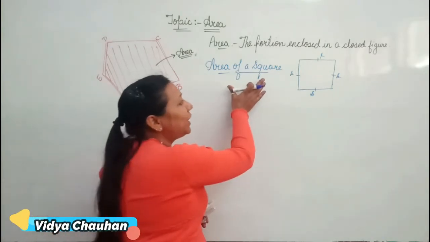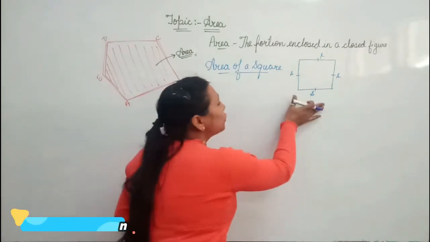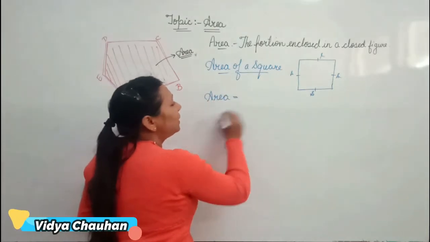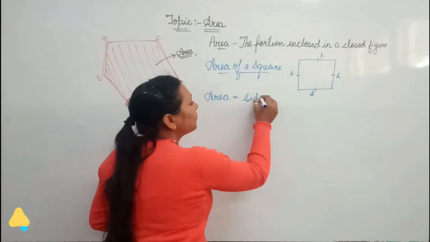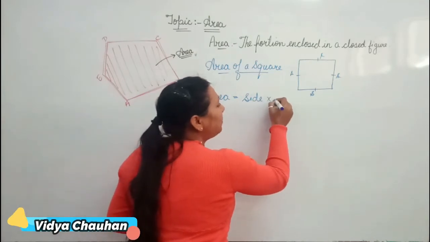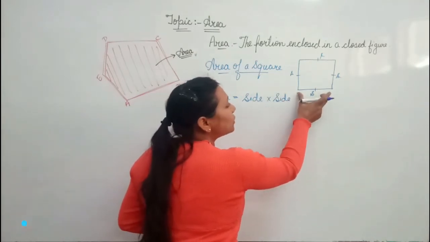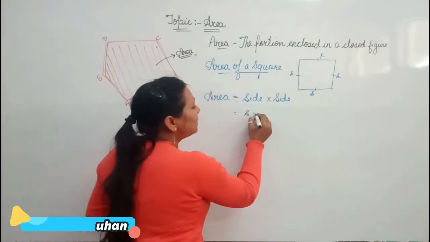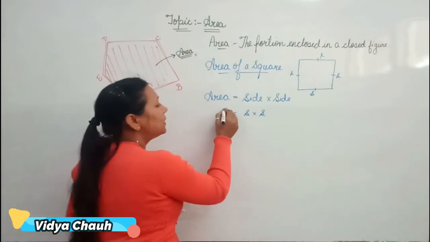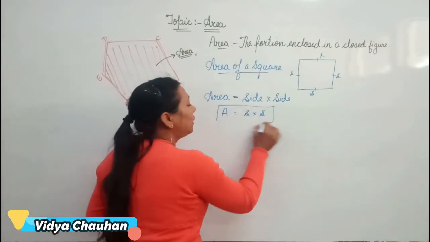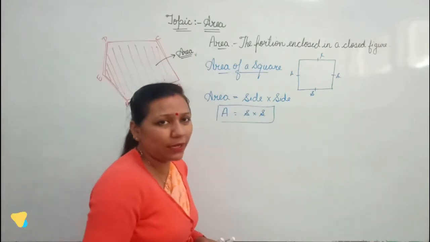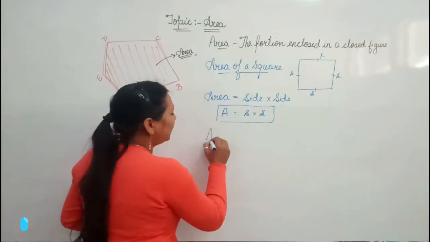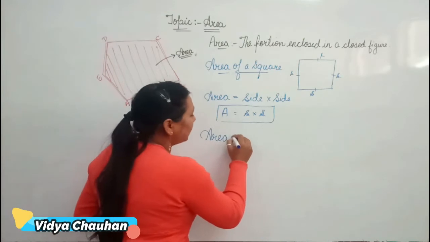Now if we have to find the area of the square, so area of the square, the formula for area is its side, one of the side multiplied by the other side. So side into side, that means S into S. This is the formula for area of a square. Clear students?